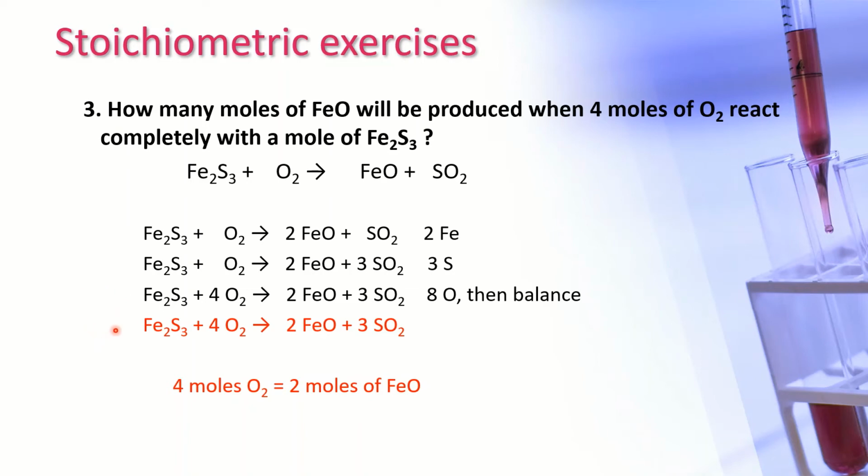Balanced chemical reaction is 1 mole of ferric sulfide plus 4 moles of oxygen will produce 2 moles of ferrous oxide plus 3 moles of sulfur dioxide. So in the problem we're in, 4 moles of oxygen reacts completely with a mole of ferric sulfide. It will produce 2 moles of ferrous oxide as shown in the balanced chemical reaction.